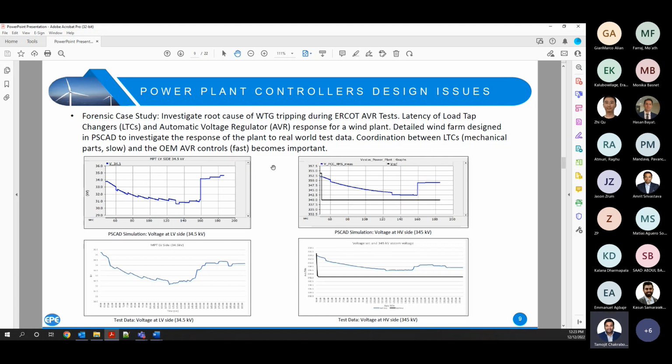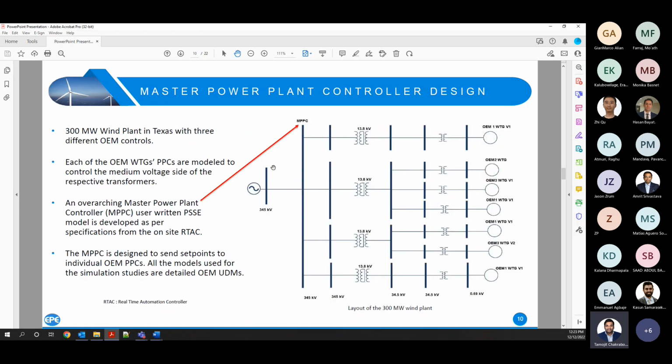So having said that, I'll give you a few examples of some of the master power plant controllers that we have developed here at EPE. This is a good example where we have a 300 megawatt wind plant in Texas, and the interesting part of this project was that it was a very complicated design, because it has three different OEMs, and the turbine types for one particular OEM are different.